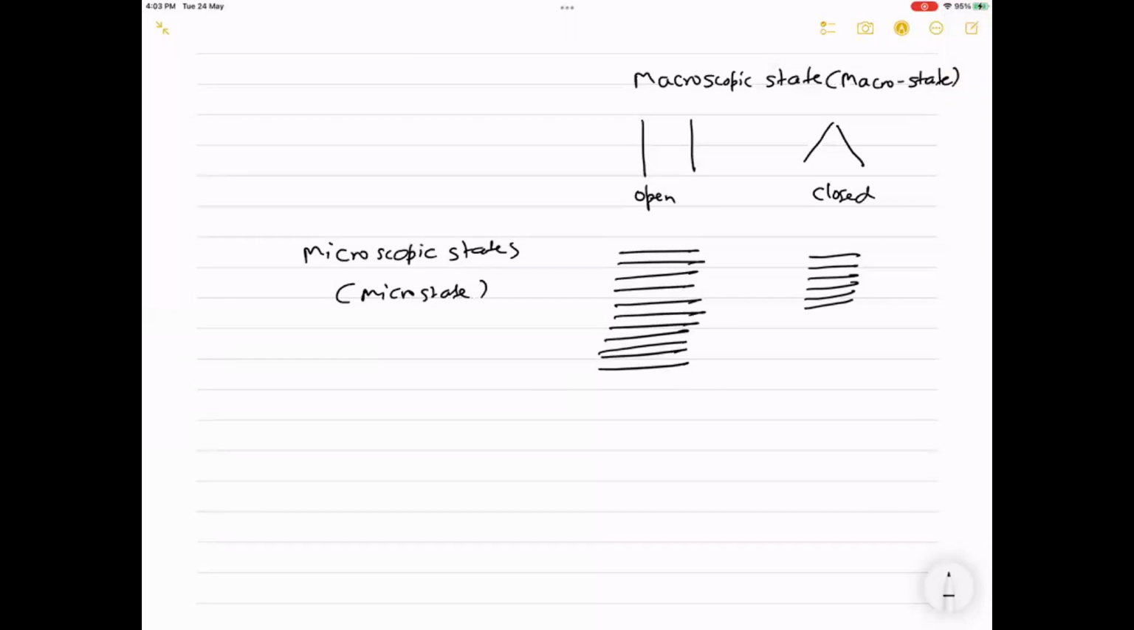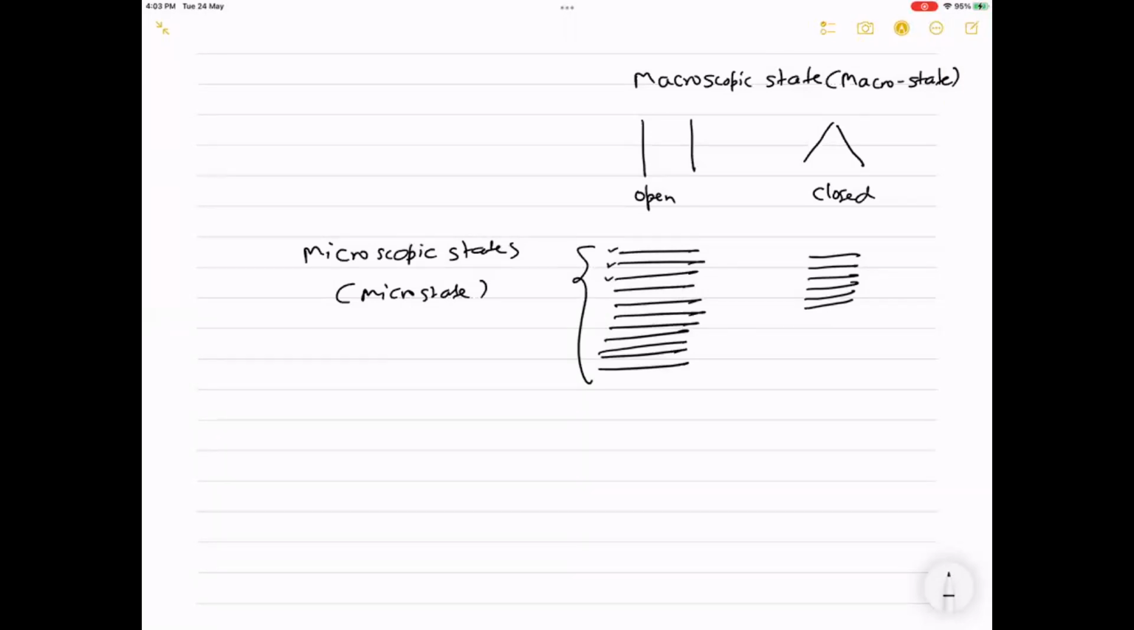Even if the protein is in the open state, it consists of many possible arrangements of atoms, and each of these corresponds to a different arrangement of atoms, and therefore the energies of the different configurations will be slightly different. So all of these will be called the microscopic states corresponding to the open macroscopic state.